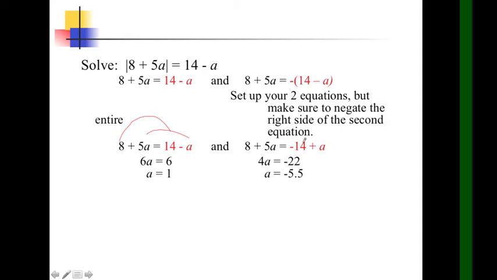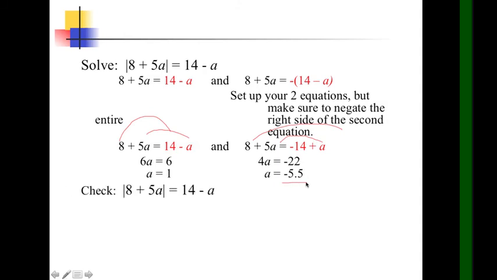Dito naman, ililipat ko si a, magiging negative a. So 5a minus a is 4a. Lilipat ko na naman to, magiging negative 8. So negative 14 plus negative 8 is negative 22. Divide both sides by 4, ang answer natin is negative 5.5.